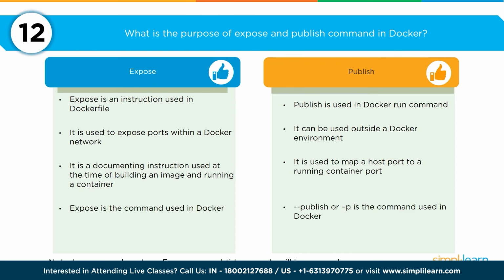Expose is the command used in Docker, whereas for publish, we use the -p flag when doing our command line in Docker. Examples of these are EXPOSE 8080, or for publish, we would do the example docker run -d -p and then 0.0.0.0:80 as our command line.